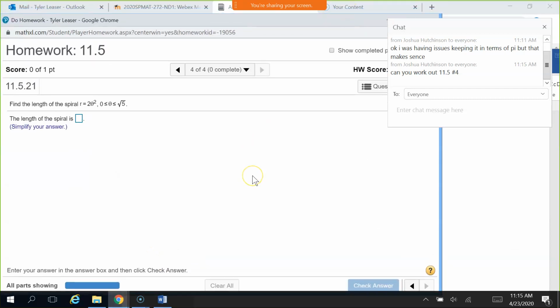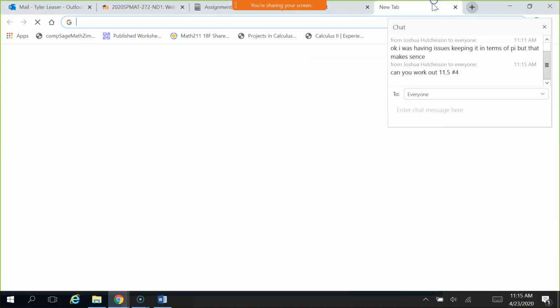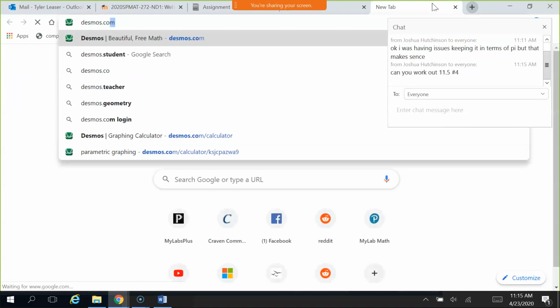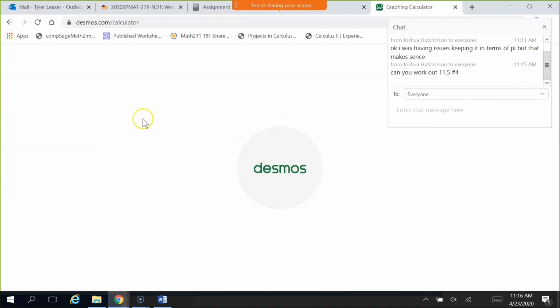All right, so 11.4, find the length of the spiral, r equals 2 theta squared, and it says they want your theta to go from 0 to square root 5. Whenever they give you the limits like this for the polar variable, you don't have to graph it, but if you're curious about what this looks like, we can graph it in Desmos.